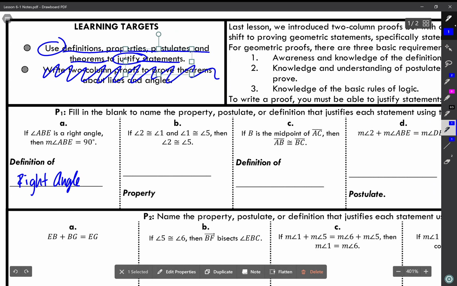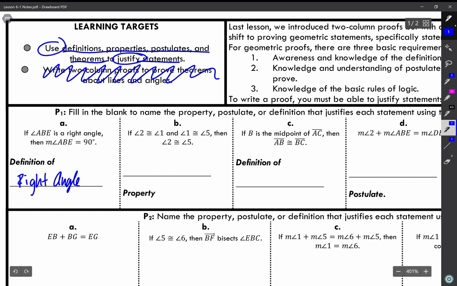Okay, next. If angle 2 is congruent to angle 1, and angle 1 is congruent to angle 5, then we can say that angle 2 is congruent to angle 5. If we remember from last lesson, we talked about the transitive property. This is the transitive property, and let me explain why. I have 2 things, namely angle 2 and angle 5, and they're both congruent to angle 1. Obviously if two things are congruent to the same thing, then they have to be congruent to each other by the transitive property, which gives us that angle 2 is congruent to angle 5.